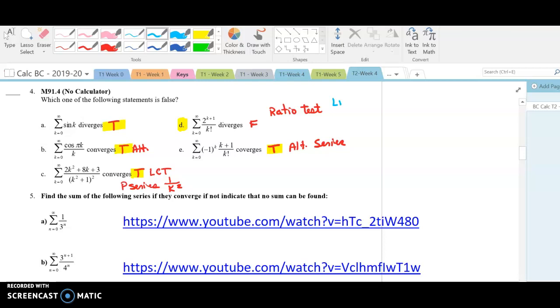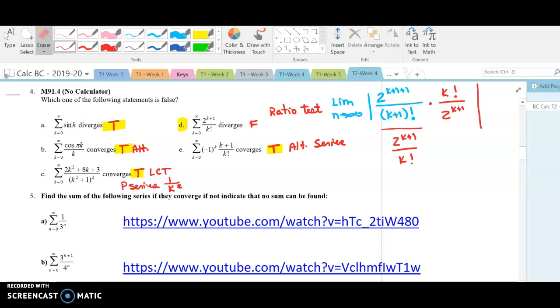We're going to do the limit as n approaches infinity of the absolute value of 2 to the k plus 1 over k plus 1 factorial, divided by what you see here, 2 to the k plus 1 all over k factorial, which can be written as multiplying by the reciprocal, k factorial over 2 to the k plus 1, absolute value of all of that.